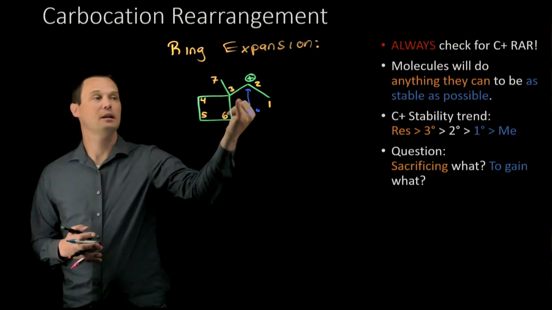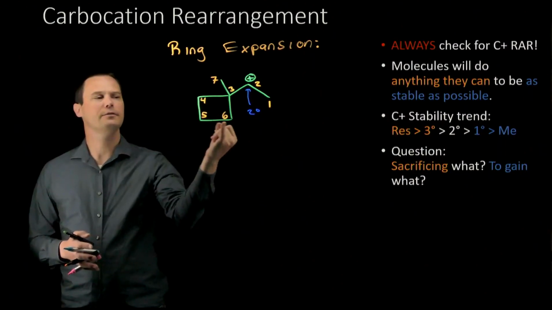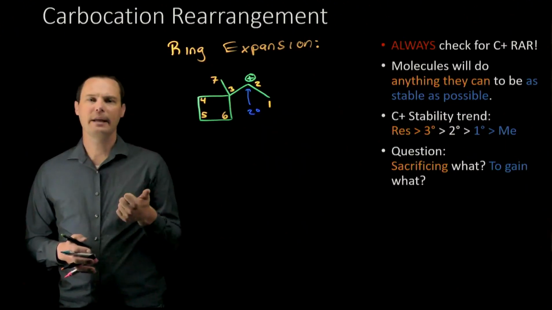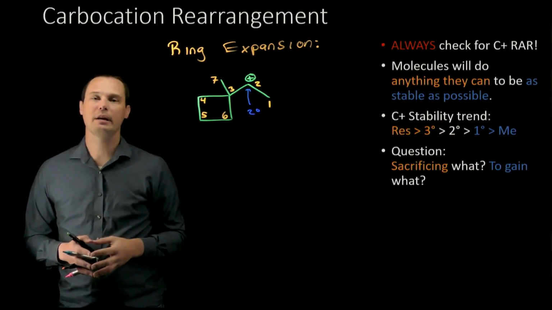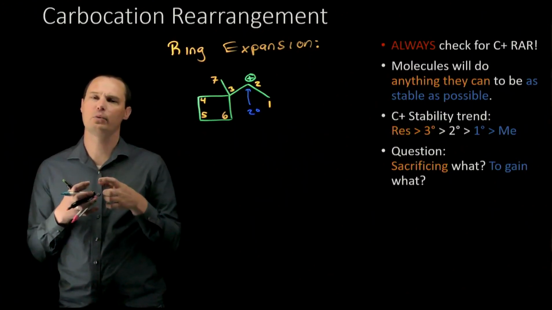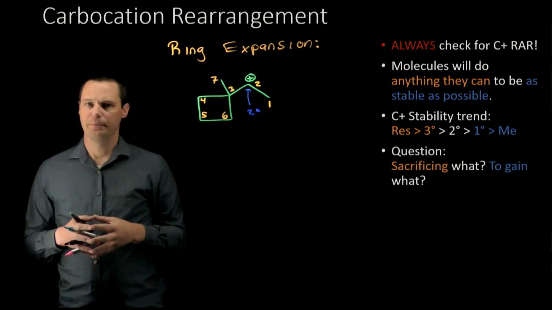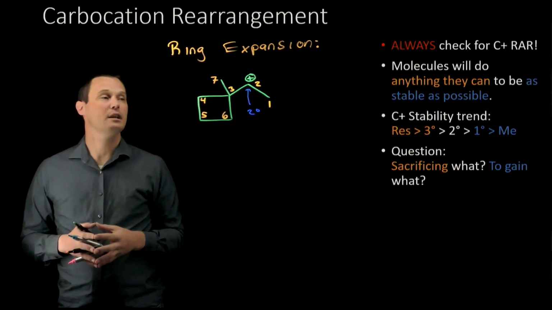That would sacrifice a secondary carbocation to gain a tertiary carbocation. But what I want you to notice is this 4-atom ring. We call it a small strained ring. 3-atom rings, cyclopropanes, and 4-atom rings, cyclobutanes, are small strained rings. They're very unstable because of their ring strain. If we can make that ring more stable, that would make the whole molecule more stable, and molecules will do anything they can to be as stable as possible.